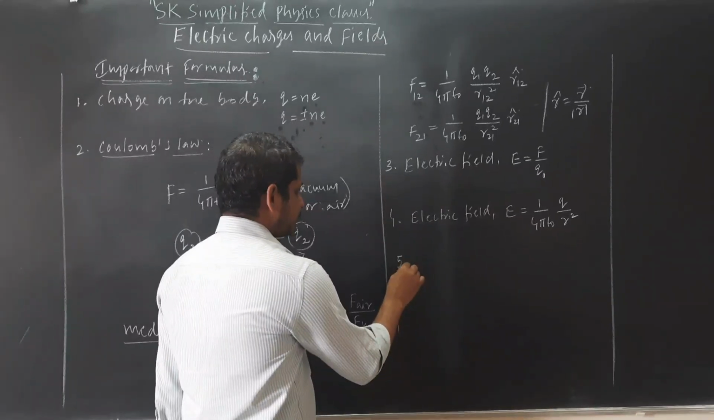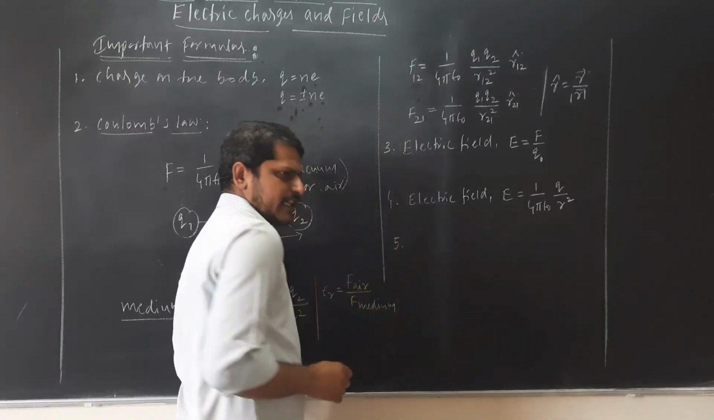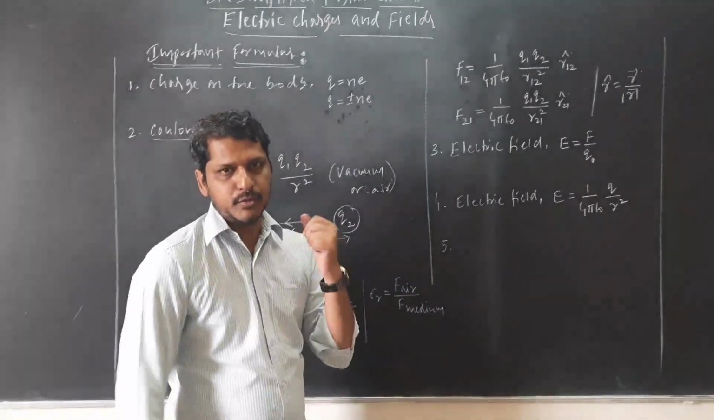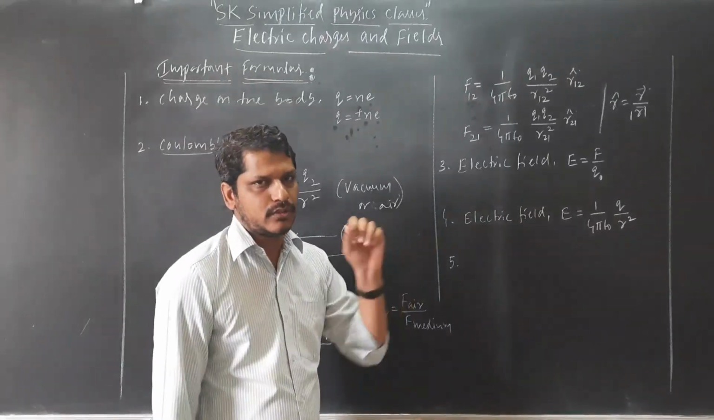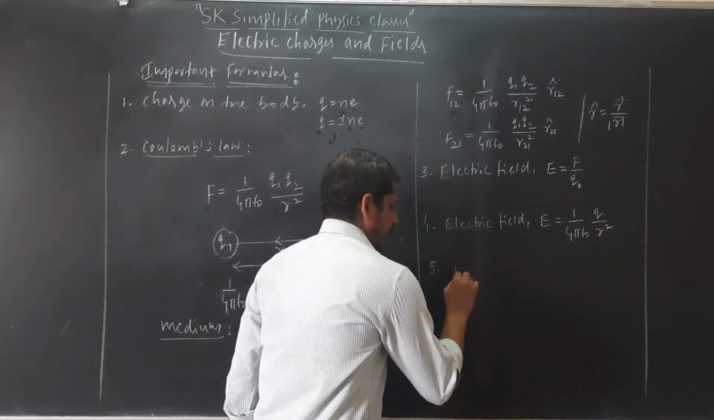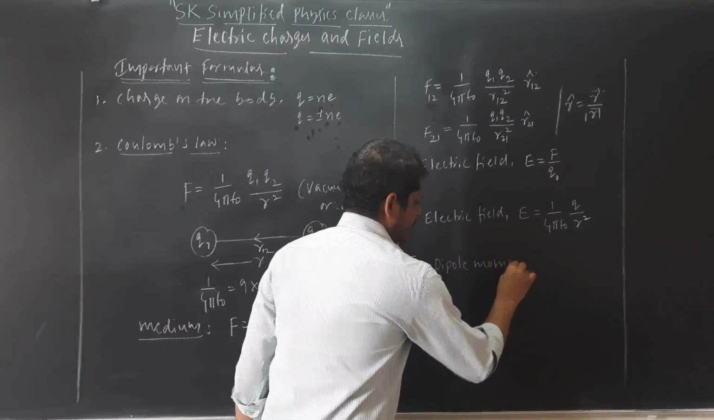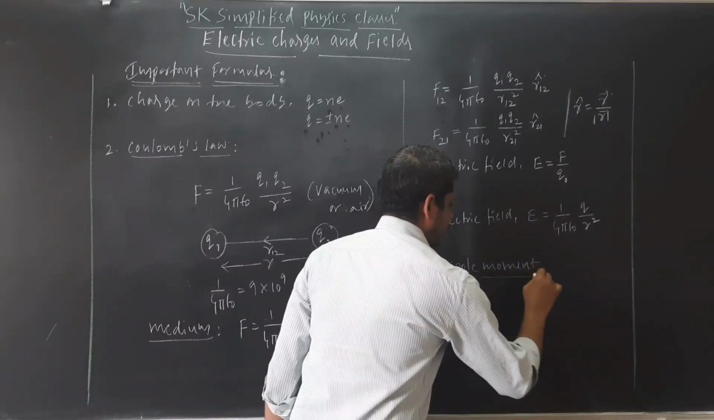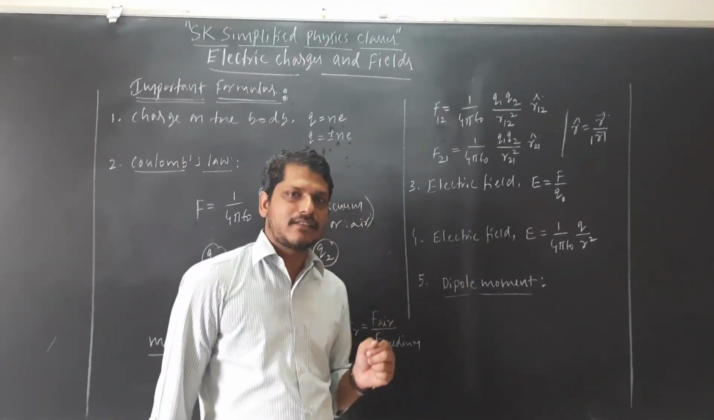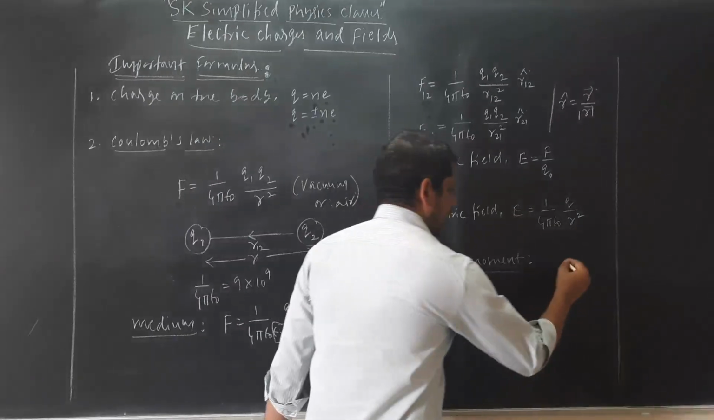Next is the electric field due to an electric dipole. Before that, what is the dipole moment? We know that an electric dipole means a system consisting of two equal and opposite charges separated by a small distance.